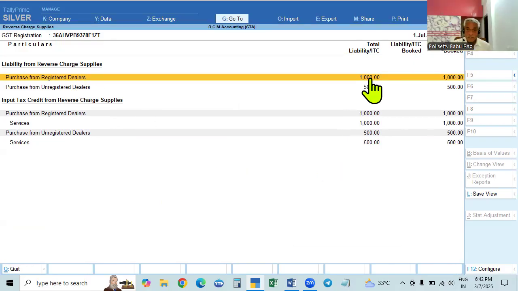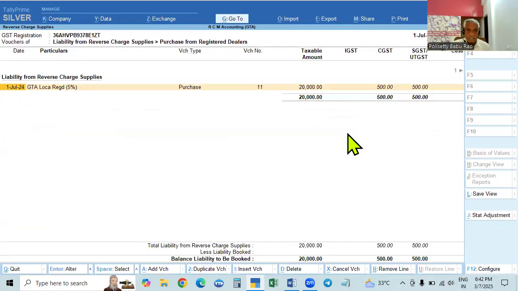Now here, you see, first you select the input tax credit. First you select registered dealer. Take that, so their details are given. So GTA registered. Here is the taxable amount, CGST, SGST, and the taxable amount. This is to be booked. This is the total liability. This is the liability we click. So this is the total liability, and we have not booked anything. So liability is to be booked, we will book it.